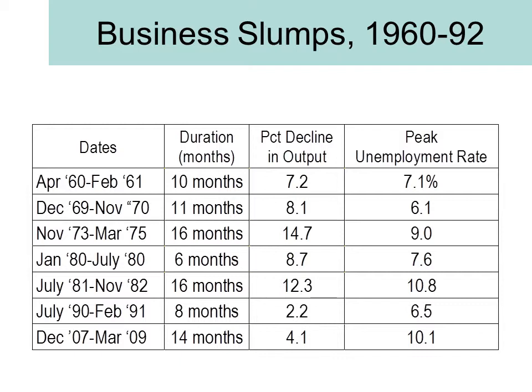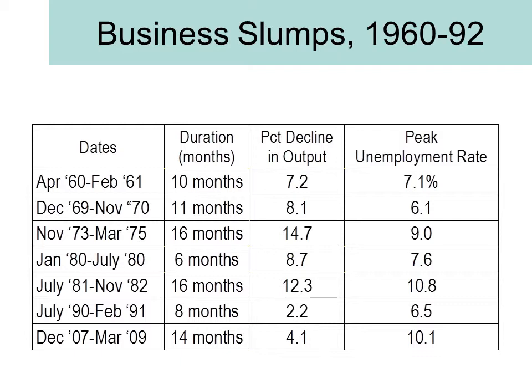Then we had another significant recession from 81 to 82. It lasted 16 months. Pretty good drop, 12.3% drop in output, 10.8% unemployment rate. Well, that was sort of along the same lines. We never seriously recovered from that other recession in the 70s.